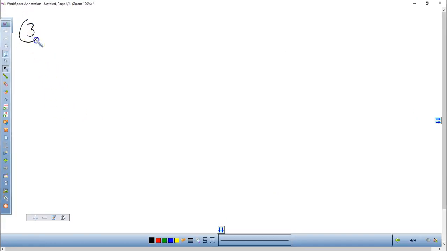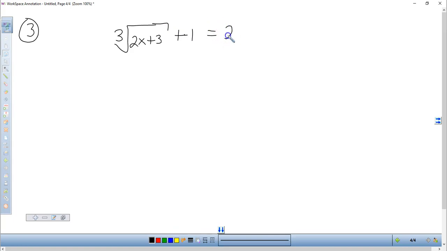For number 3, thought we might change it up a little. And let's look at the cube root of 2x plus 3, plus 1, equals 2. Steps are basically the same. There's only one subtle difference. Instead of squaring it now, I have to cube it or raise it to a power of 3 because the index is 3.